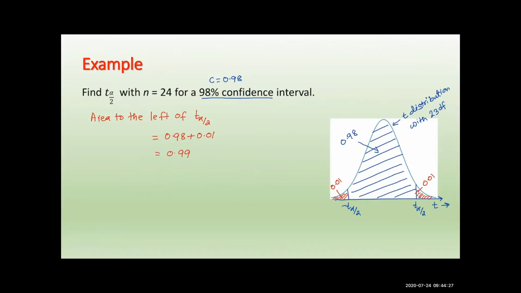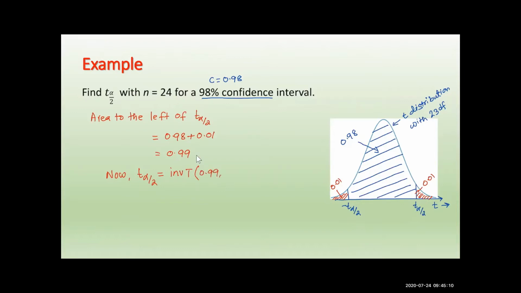Now, because you have this T distribution here, in order to find T alpha over 2, we use the inverse T in our TI-84 calculator. This is how we write. T alpha over 2 is equal to, we have to use inverse of T. If it was a standard normal distribution and you're calculating the Z alpha over 2, you used to use inverse normal. But here it's a T distribution, so you have to use inverse T. The first thing that you'll write is the area to the left of that. So from here all the way to the left end, the area is 0.99.